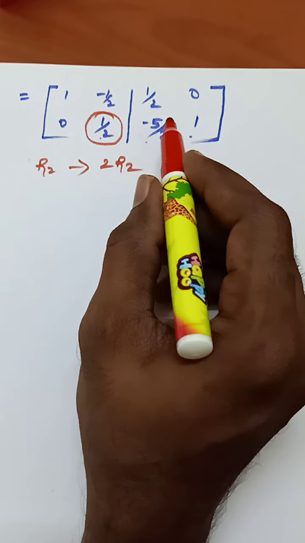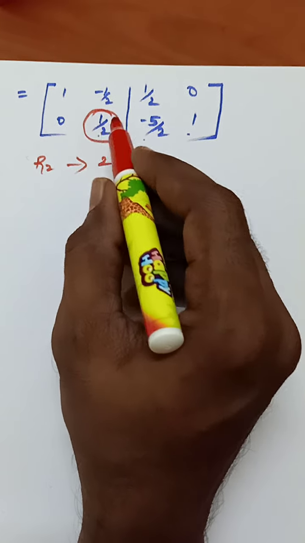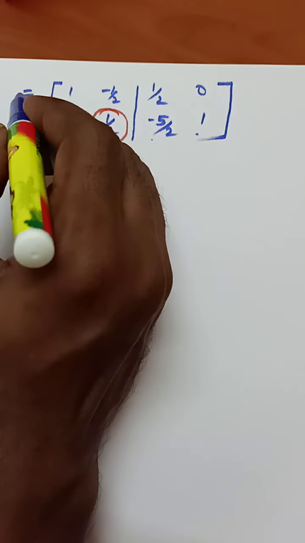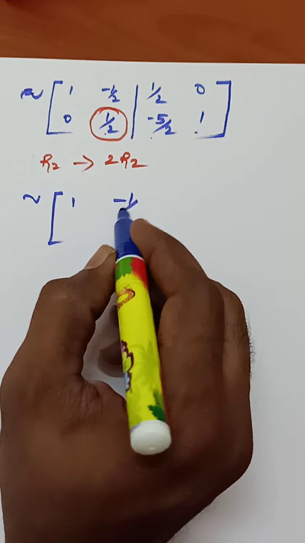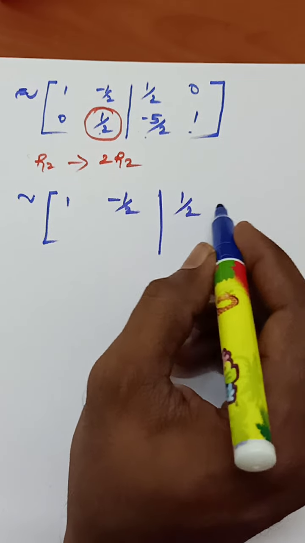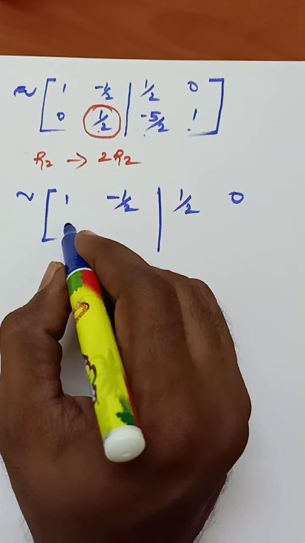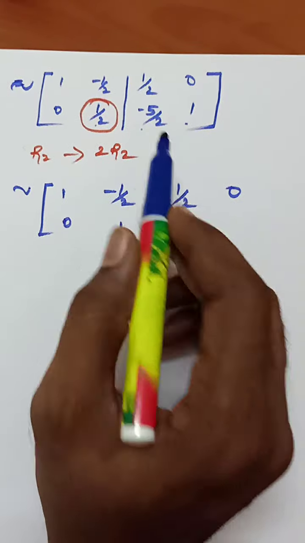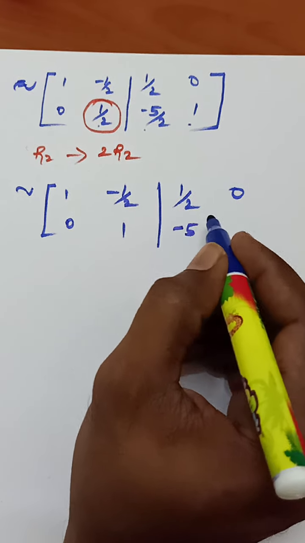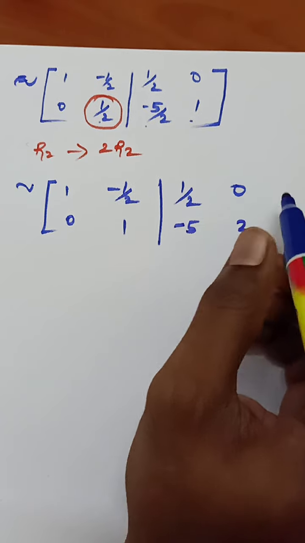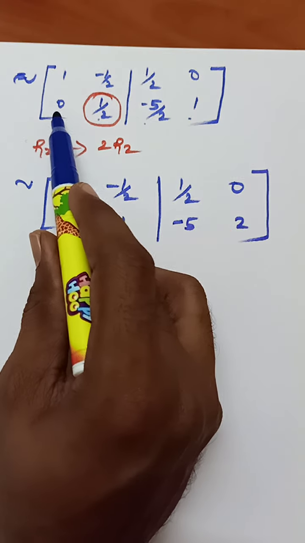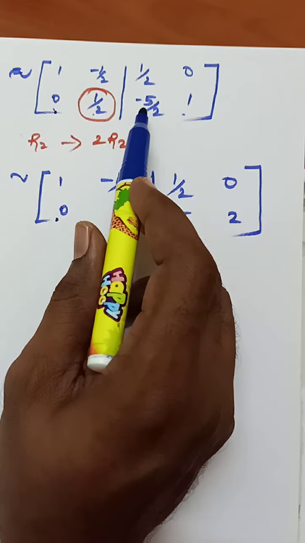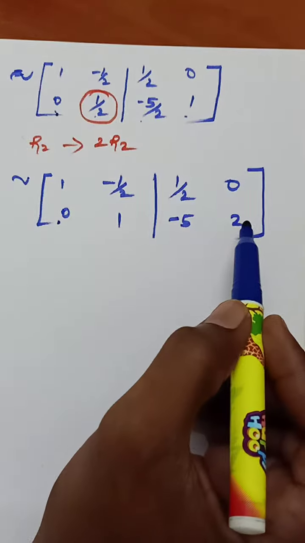I need not worry about this part and this part. Only I am considering this part. So it is equivalent to 1, minus 1 by 2, 1 by 2, 0. And this will be 0, 2 into 0, 0. 2 into 1 by 2 is 1. 2 into minus 5 by 2 is minus 5. And 2 into 1 is 2. Do you understand? I am multiplying this number by 2.